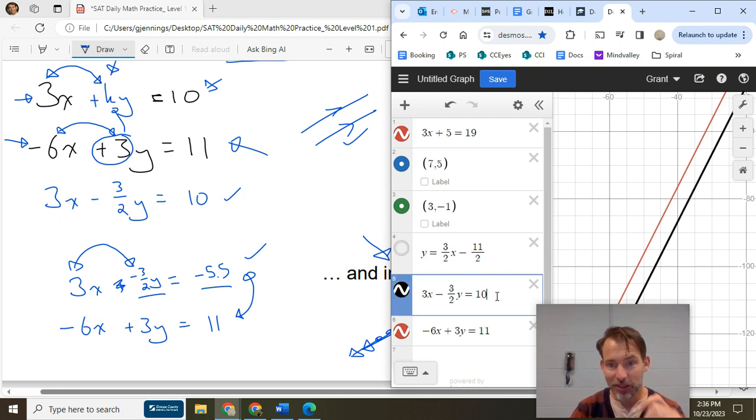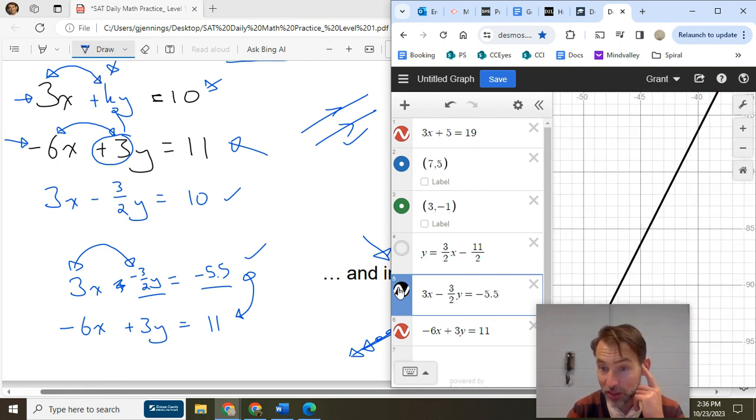But what if I change this 10 to a negative 5.5? Okay, and then I zoom in. And if I toggle, this is how you check these. You toggle this on and off and notice that they're exactly the same line. And because they're exactly the same line, we are correct. And we've done our questions for today. So that took me, what, about 4 minutes to check my answers?